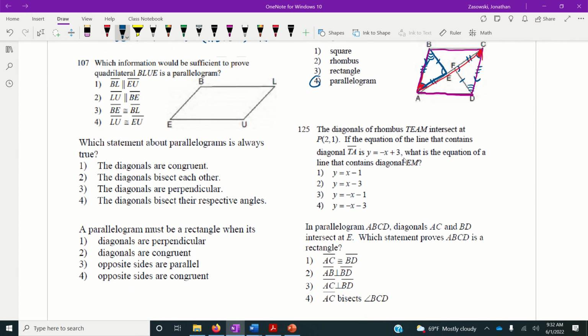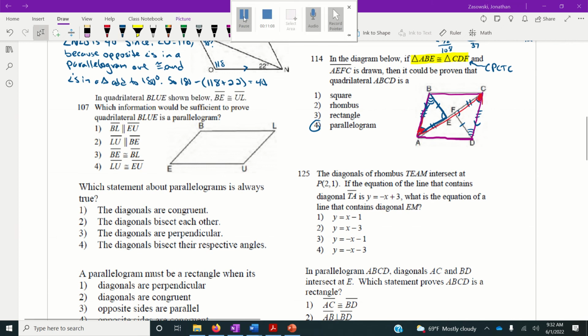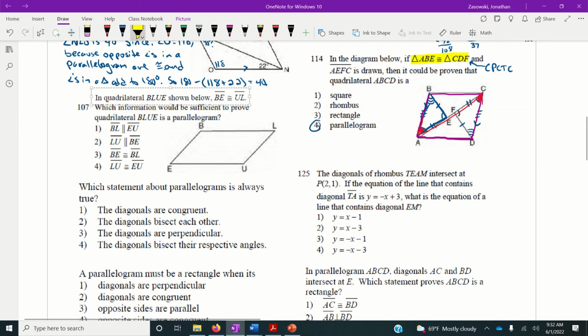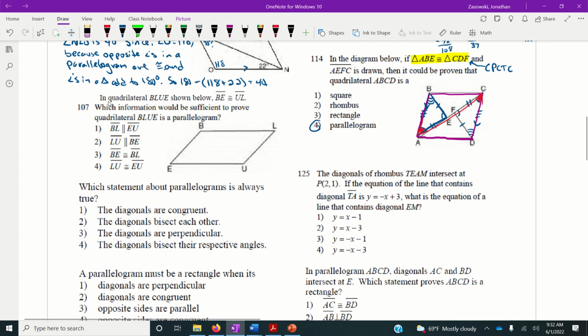All right. Number 107 is missing a little bit of information here. So give me a second. So it should say in quadrilateral BLUE here. All right. BE and UL are congruent. So we should know that already. So we know that these two sides are equal.